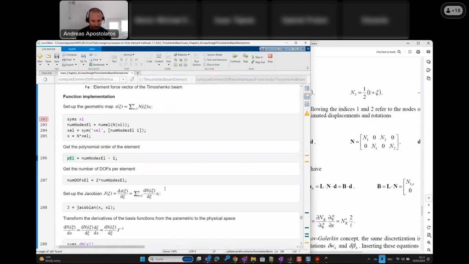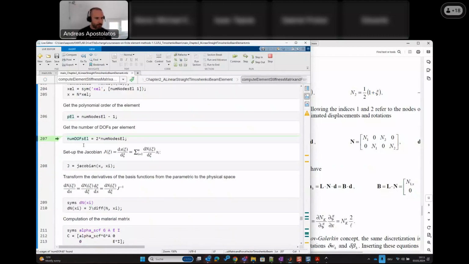I'm going to proceed to the next lines. I get here the polynomial degree, then the number of elements, and the degrees of freedom per element, which is 2 times the number of nodes, because we have a vertical deflection and a cross-sectional rotation for each of the nodes. And now we set up the Jacobian.